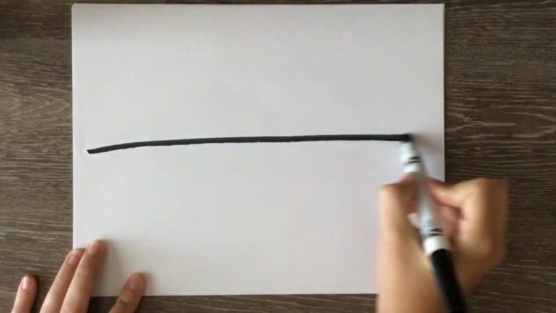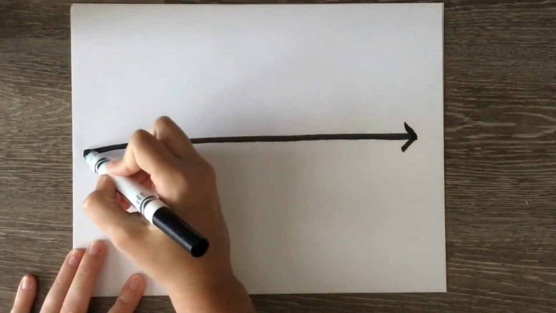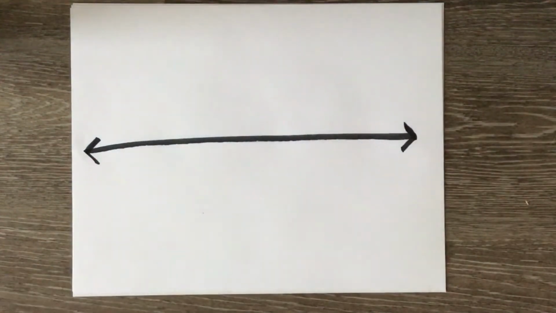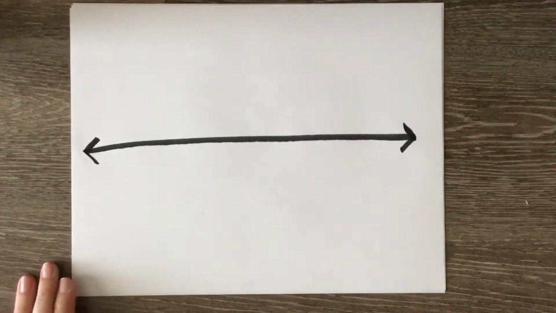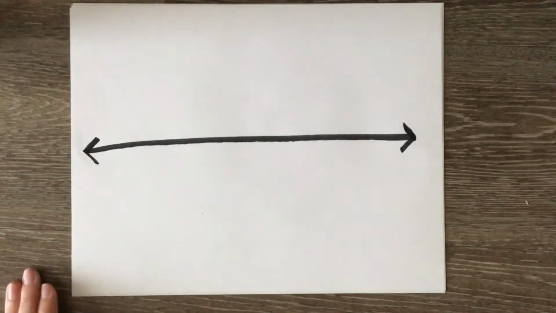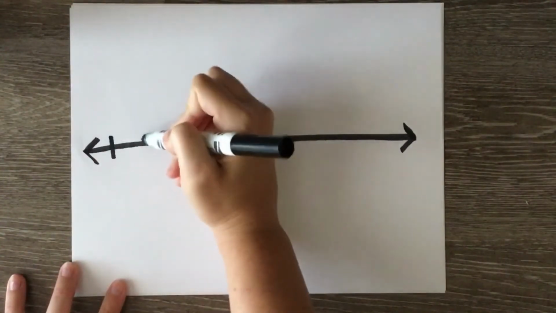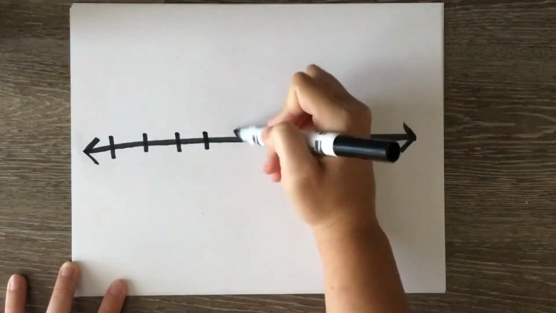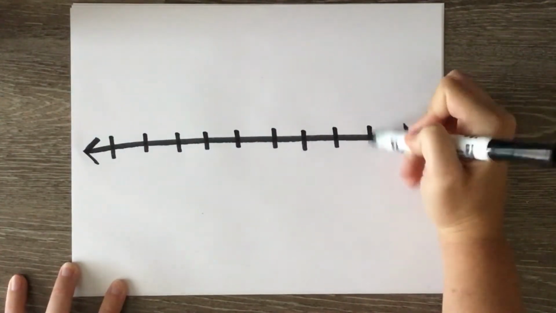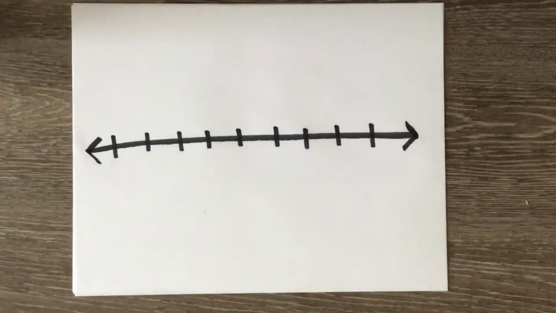So to start a timeline, we need our line. I'm going to draw just a straight line across my paper. And if you're like me, you want to know how many events are going on a timeline. There are 9 events that we're putting on here, so you'll need to draw 9 lines. I'm just going to go ahead and draw my 9 lines. 1, 2, 3, 4, 5, 6, 7, 8, 9. Okay, there are my 9 lines.